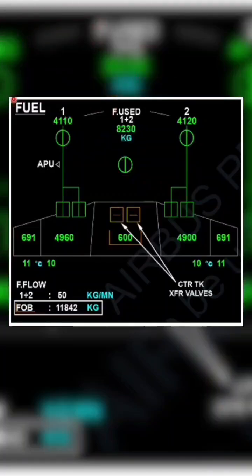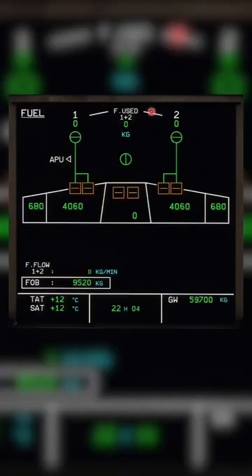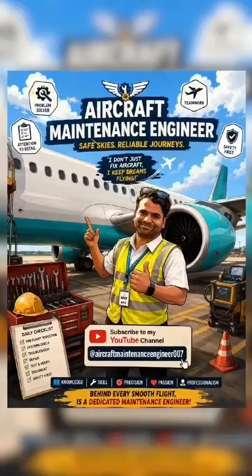Then the indication number is amber when the engine is below idle, and it will become white when it is above idle. Fuel used indication is in green. Whatever total fuel used there is, you will get it as a green value. This will automatically reset at the next startup. So this is about the Ecam control fuel SD page.